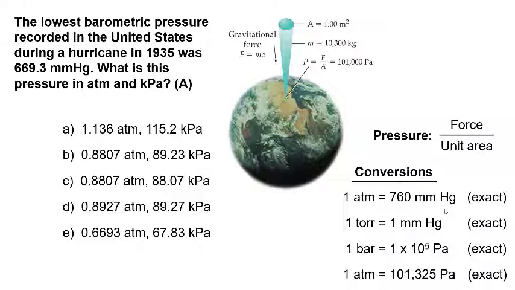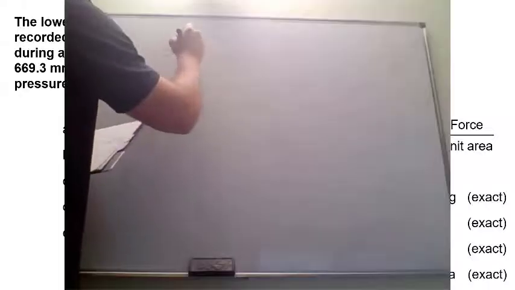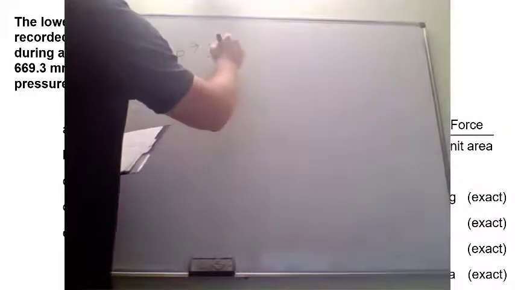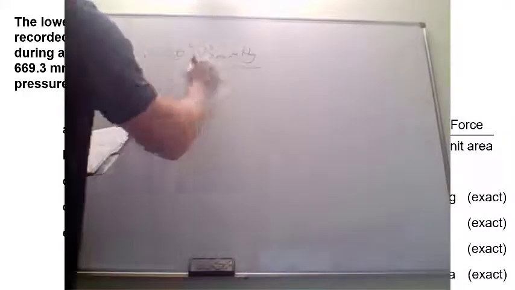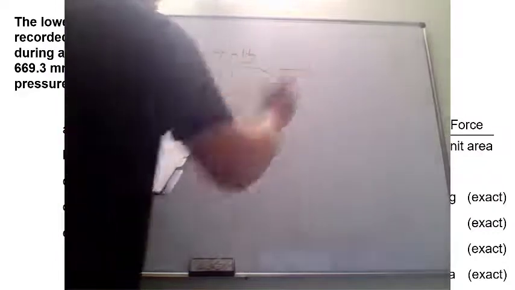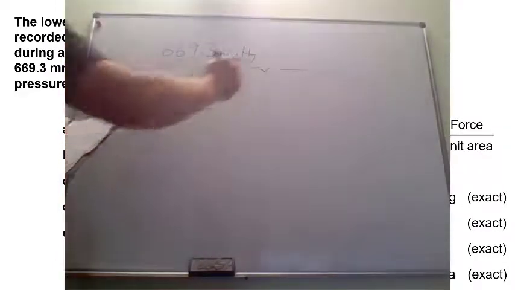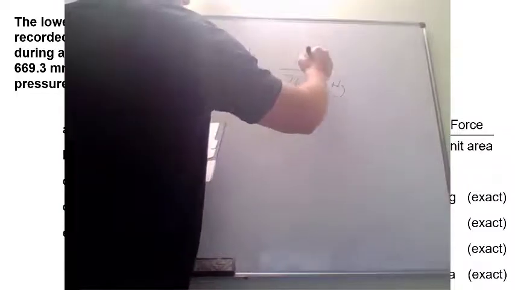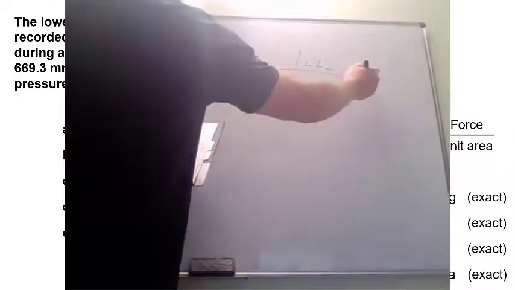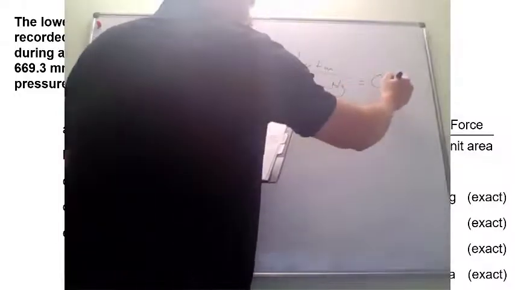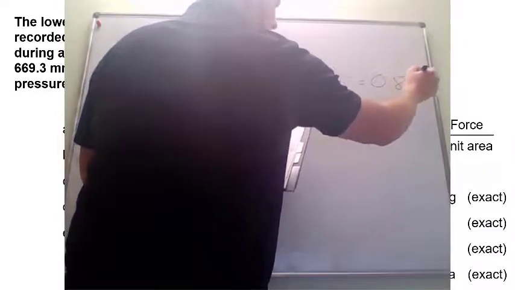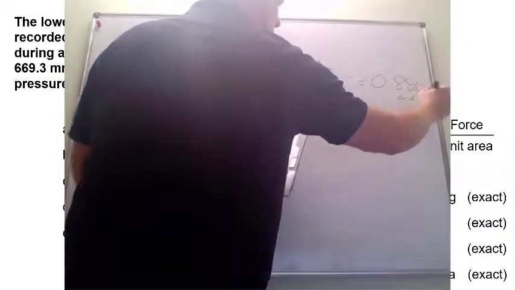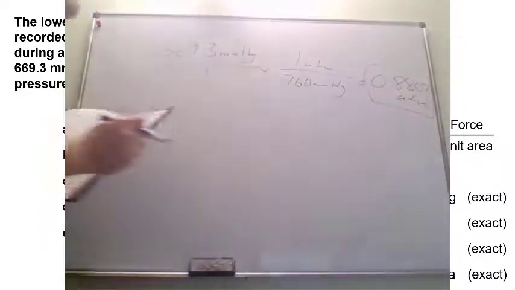Okay, so our first conversion here, we have our measured value, 669.3 millimeters of mercury, measured value over 1, and we see our conversion factor here showing that there's 760 millimeters of mercury per 1 atmosphere. And so when we plug and chug here, we get a value of 0.8807 atmospheres of pressure.